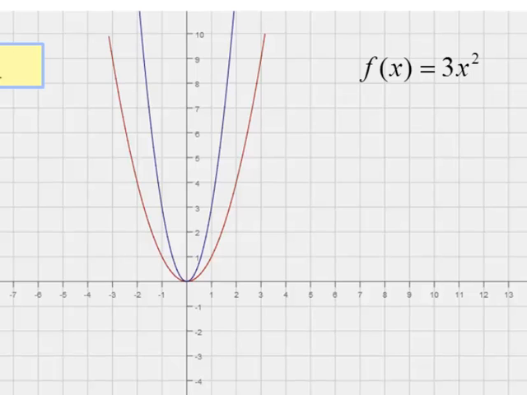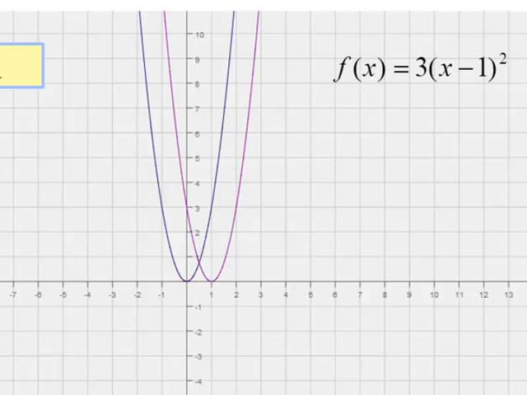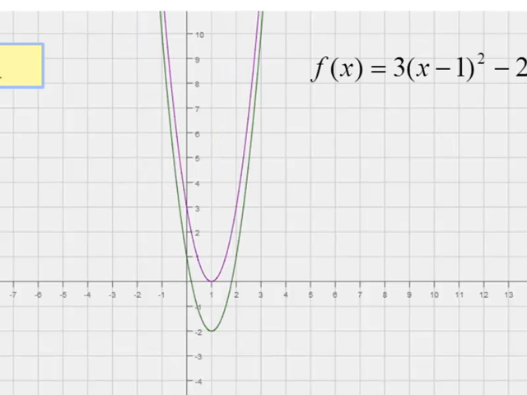Next, we want to do our horizontal translation. In this case, h is a positive 1, so that means we take our 3x squared and we translate it 1 unit to the right. So the vertex now is at 1, 0. Next is the value of k. k is a negative 2, so that means we take the graph and we translate it 2 units down. So we have our graph.